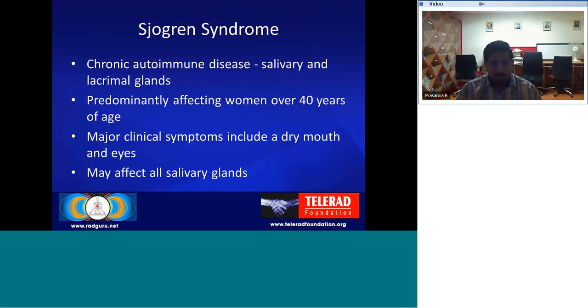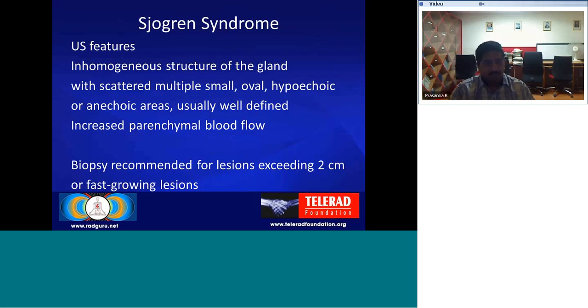Sjogren syndrome is a chronic autoimmune disease where there is dryness of the salivary glands and the lacrimal glands. Predominantly it affects women over 40 years of age, and the major clinical symptoms include dry mouth and eyes. It can affect all the salivary glands. Ultrasound features are an inhomogeneous structure of the gland with scattered multiple small oval hypoechoic or anechoic areas, usually well defined, and there can be increased parenchymal blood flow.